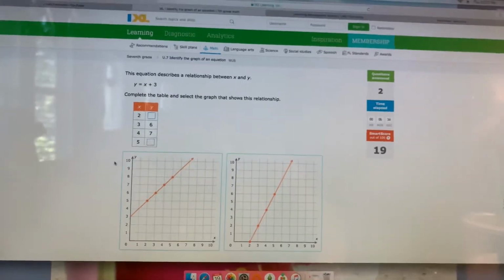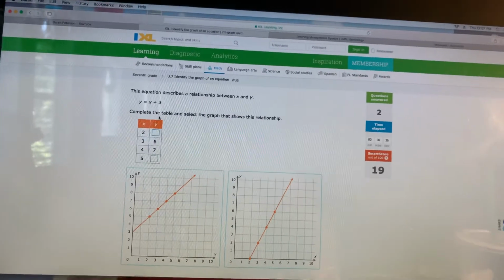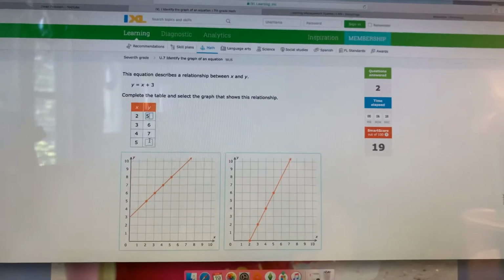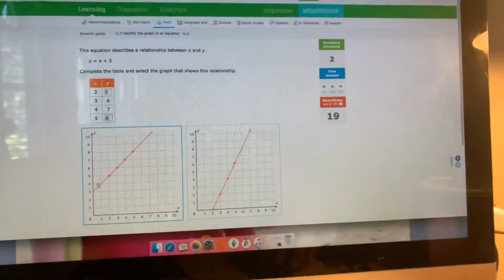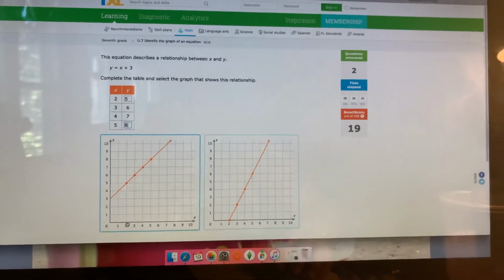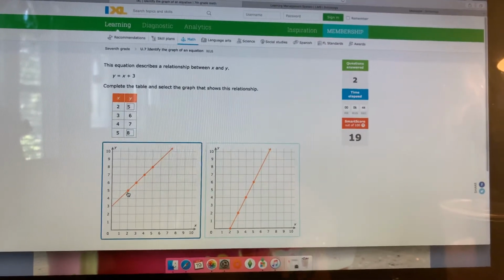All right, again, up here, they're telling us that I add 3. So 5, 8. So I go over 2, up 5. So that one's that one.